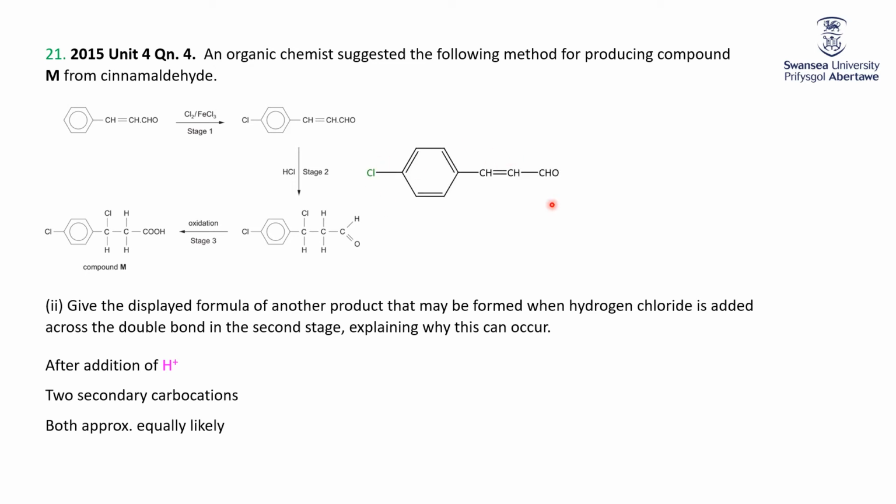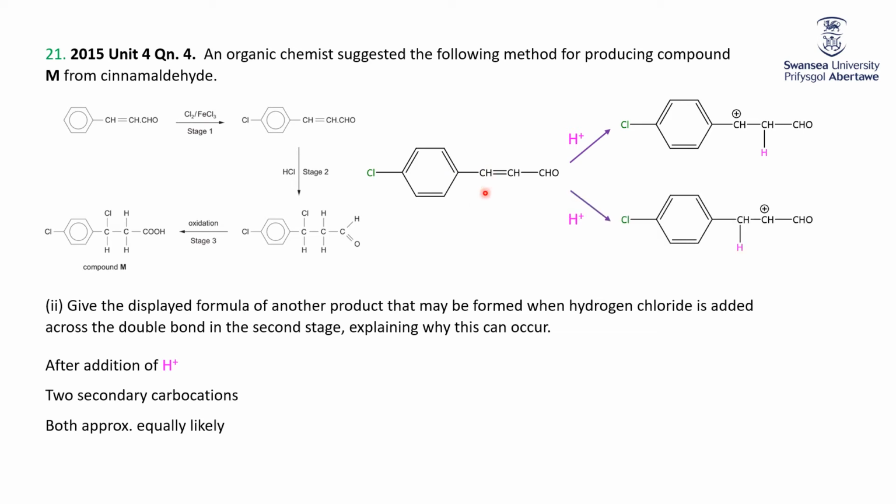Okay, so if we think about this starting material for step 2, we can put the H plus onto this carbon, the carbon that's attached to the aldehyde, which would mean that the carbocation is on this benzylic carbon here. Or there's no reason whatsoever why the hydrogen can't go on the benzylic carbon, leaving the positive charge on the carbon attached to the aldehyde. Each of these carbocations is, as far as we know with our current level of knowledge, equally likely because they are both secondary carbocations.